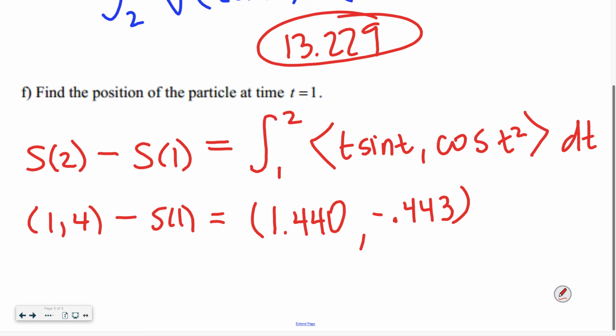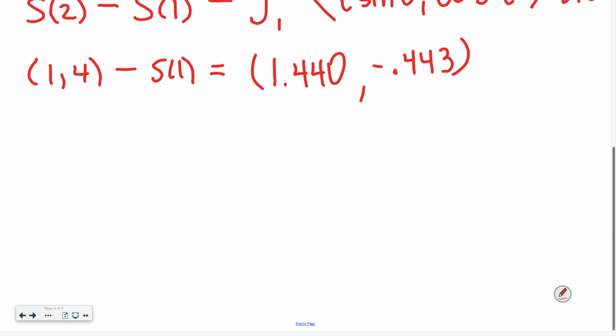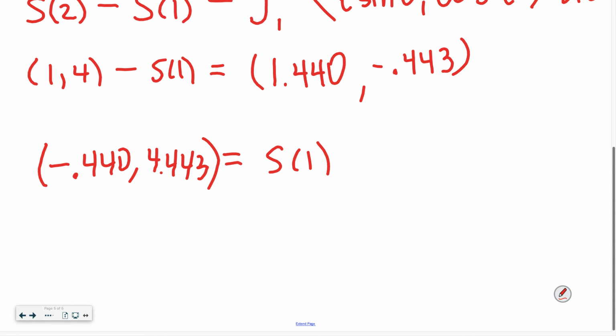Okay. So now, if we want to solve for the position at 1, we would need to subtract this over. If I move s of 1 over here, that means I'm taking this and subtracting it over. So we get negative 0.440, comma, and subtracting the points from each other, there's our position at 1.